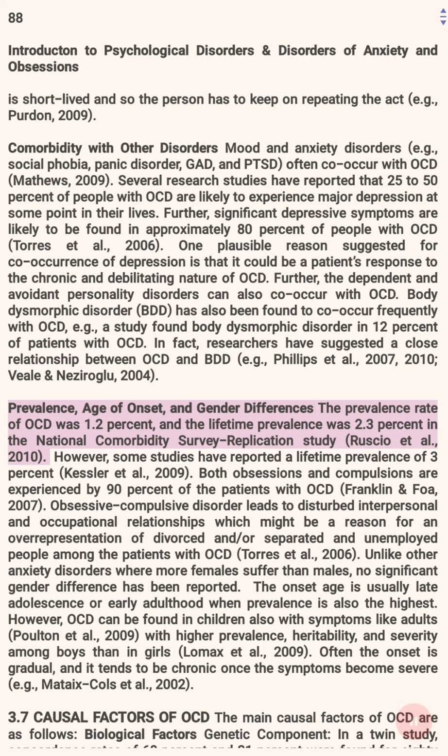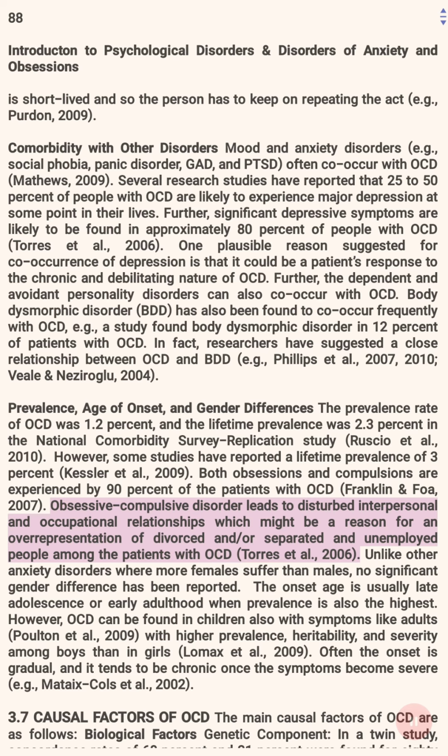Prevalence, age of onset, and gender differences. The prevalence rate of OCD was 1.2%, and the lifetime prevalence was 2.3% in the National Comorbidity Survey Replication Study, Ruscio and others, 2010. However, some studies have reported a lifetime prevalence of 3%, Kessler and others, 2009. Both obsessions and compulsions are experienced by 90% of the patients with OCD, Franklin and Foa, 2007.